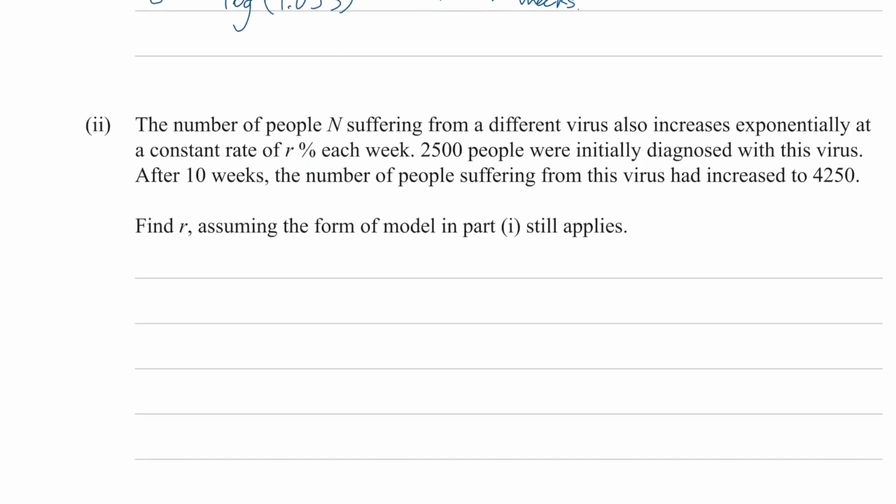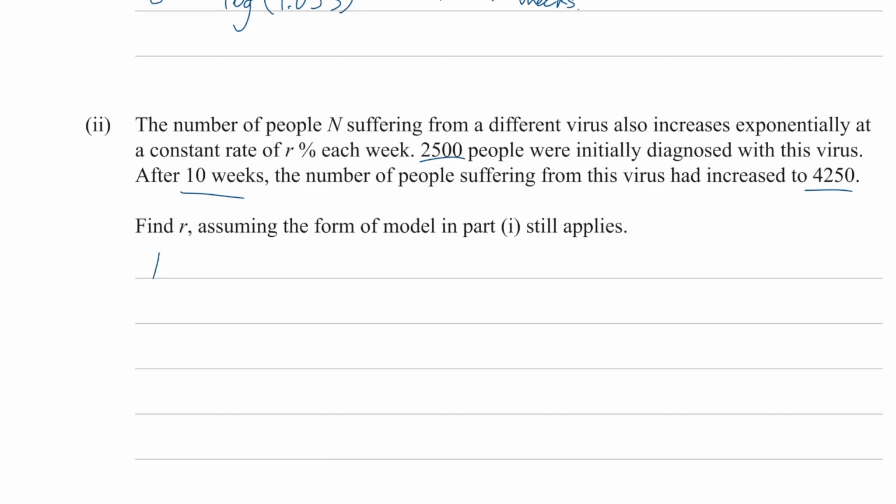Now, part 2, we have a different virus, also at an exponential rate, with a constant rate of infection, which is unknown in this case. We're given that 2,500 people were initially diagnosed, and we're given after 10 weeks, the number of people diagnosed was 4,250. So we're given a bit more information, but here we're actually trying to find this rate of increase.